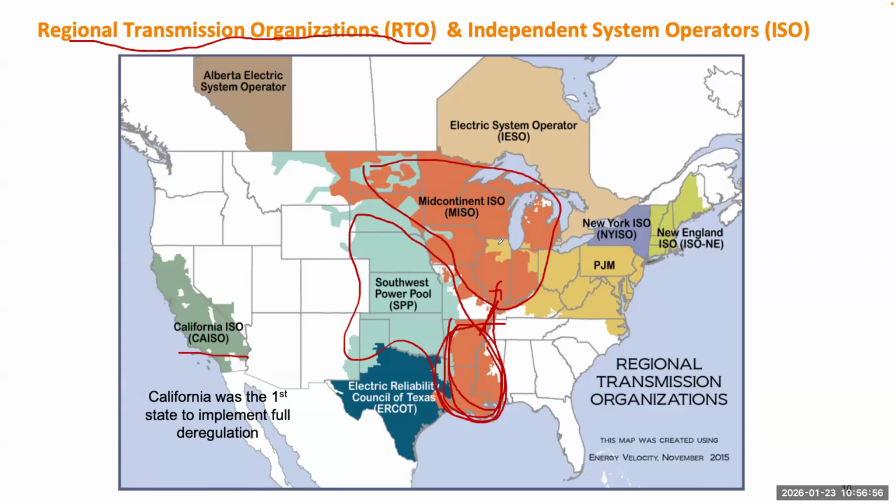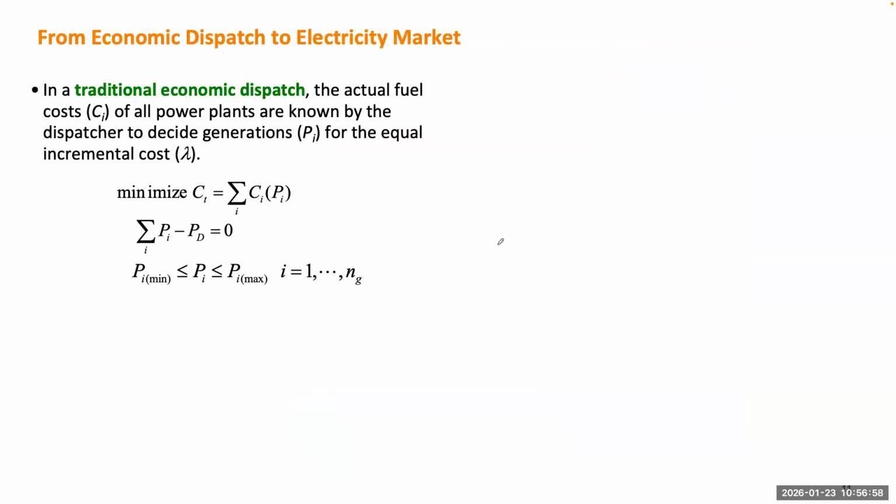Any questions? All right, so let's talk about going from economic dispatch to electricity market. In traditional economic dispatch, if I'm the power company knowing all the power plants, I want to minimize my fuel costs based on knowledge of the load, right? So I'm going to solve this optimization problem.